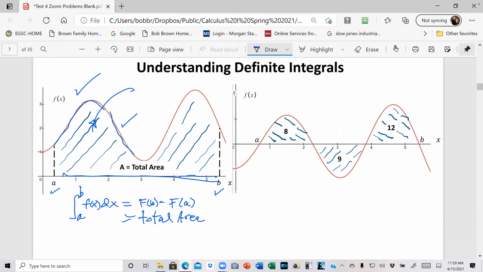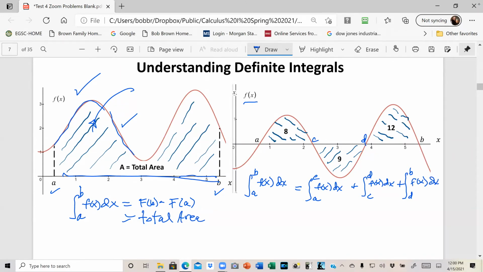Now, you do need to understand that for any function that could be positive or negative, the integral from a to b, in this case, of f of x dx is going to equal the integral from a to, let's call this point C, of f of x dx, plus the integral from C to D of f of x dx, plus the integral from D to b of f of x dx.